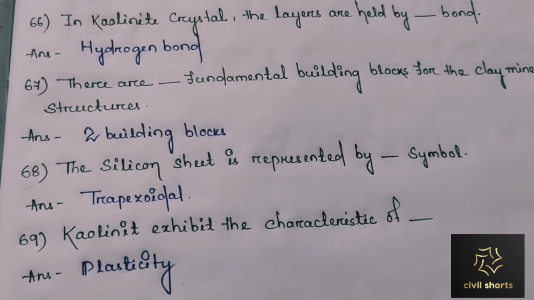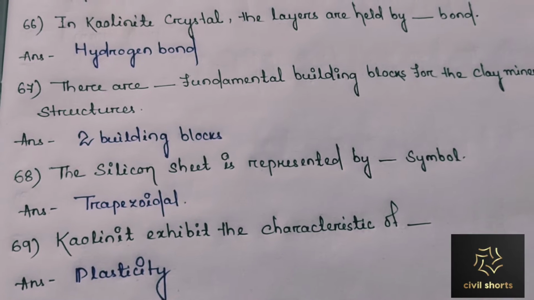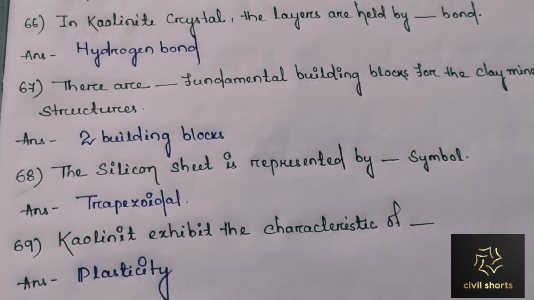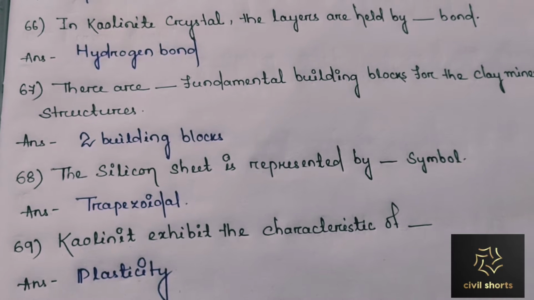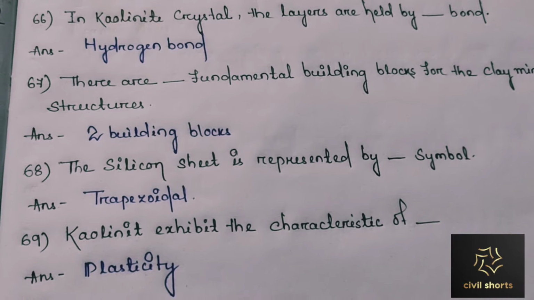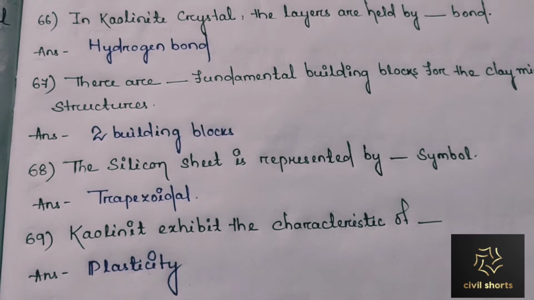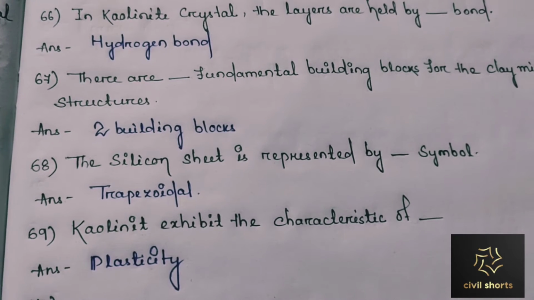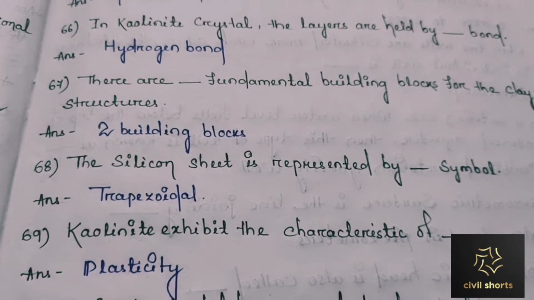Then question number 69. Kaolinite exhibits the characteristic of dash. The answer is plasticity, because the platelets in kaolinite carry negative charges, which attract thick layers of adsorbed water, thereby producing plasticity. I hope everyone understands.